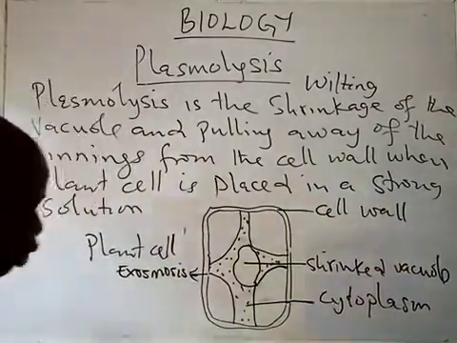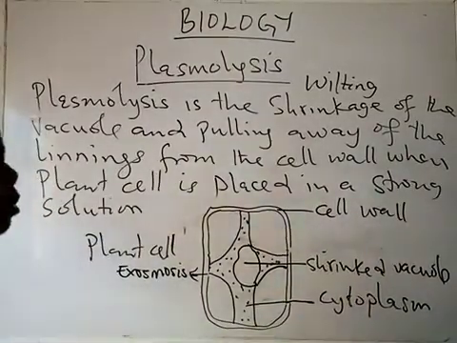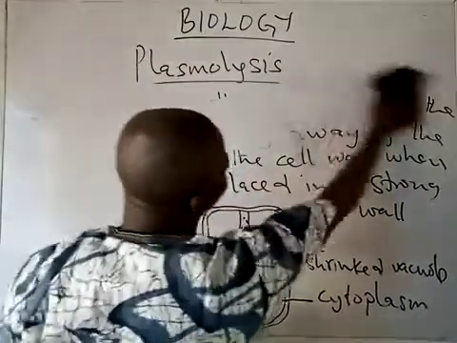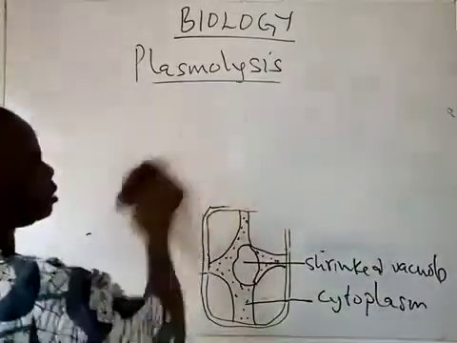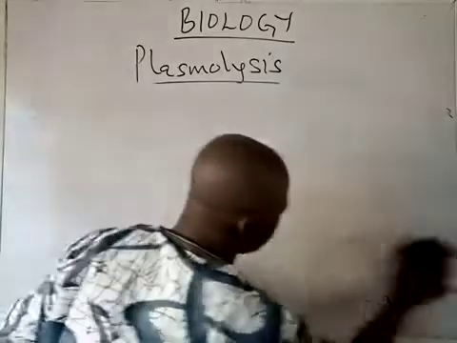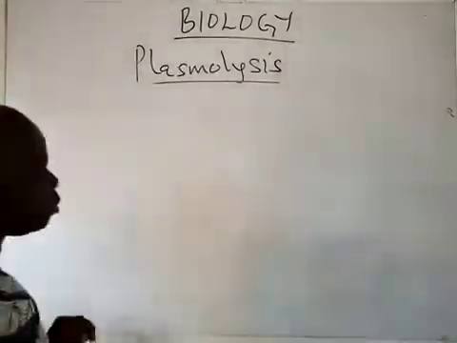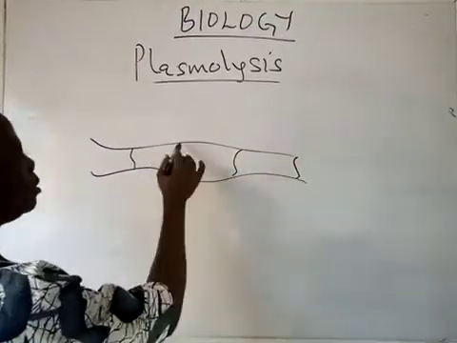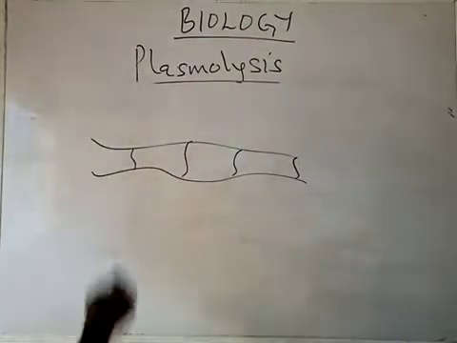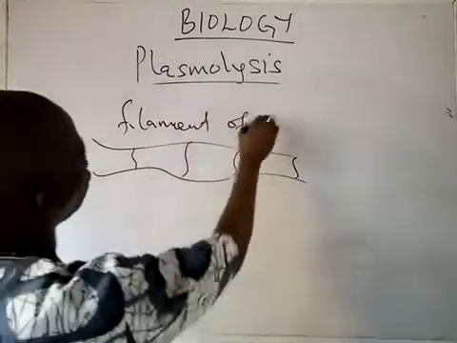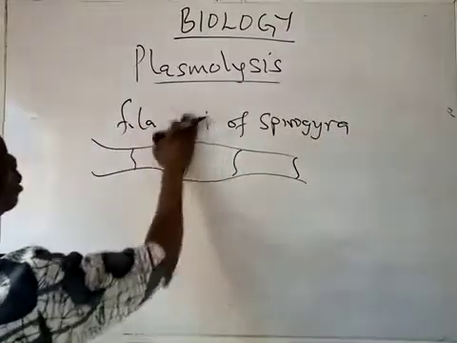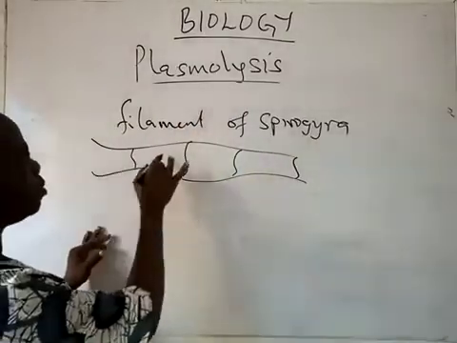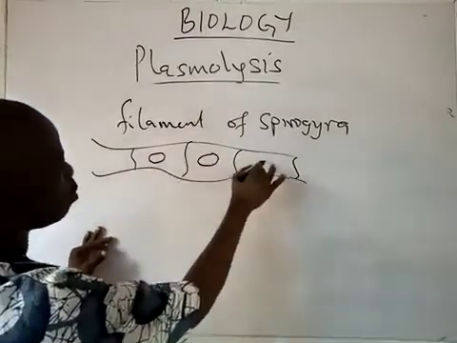Now, it is possible to carry out experiments in plants, particularly using spirogyra cells, to show the effects of plasmolysis. If a spirogyra cell is placed in a strong salt solution, assuming that we have a filament of spirogyra, each segment represents a cell, and this is our vacuole.